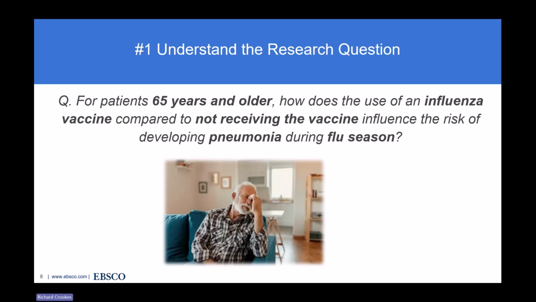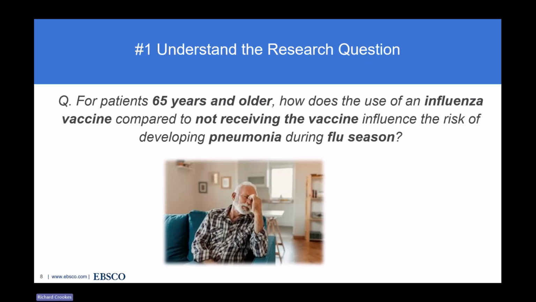So the question we have here, apologies for those who've seen this before, maybe you've come on here as a refresher. I promise I will change this question at some point in the near future, once I've got time to consider other more seasonal, if you like, topics. But we've got this one here. For patients 65 years and older, how does the use of an influenza vaccine compared to not receiving a vaccine influence the risk of developing pneumonia during flu season?